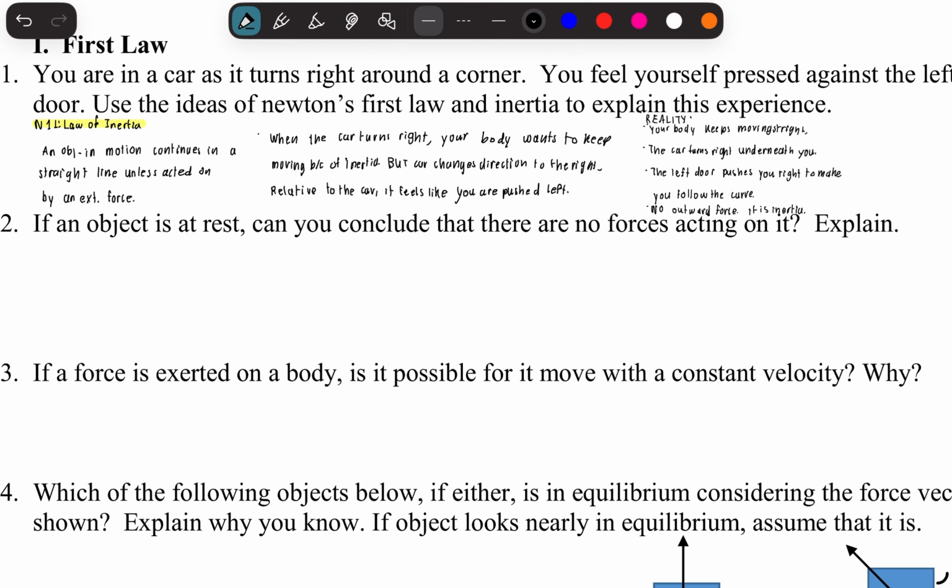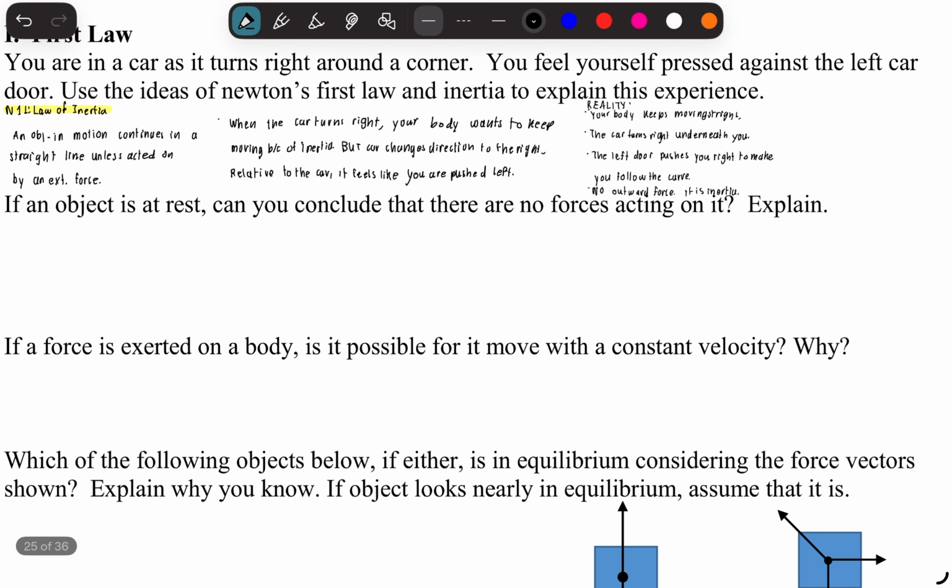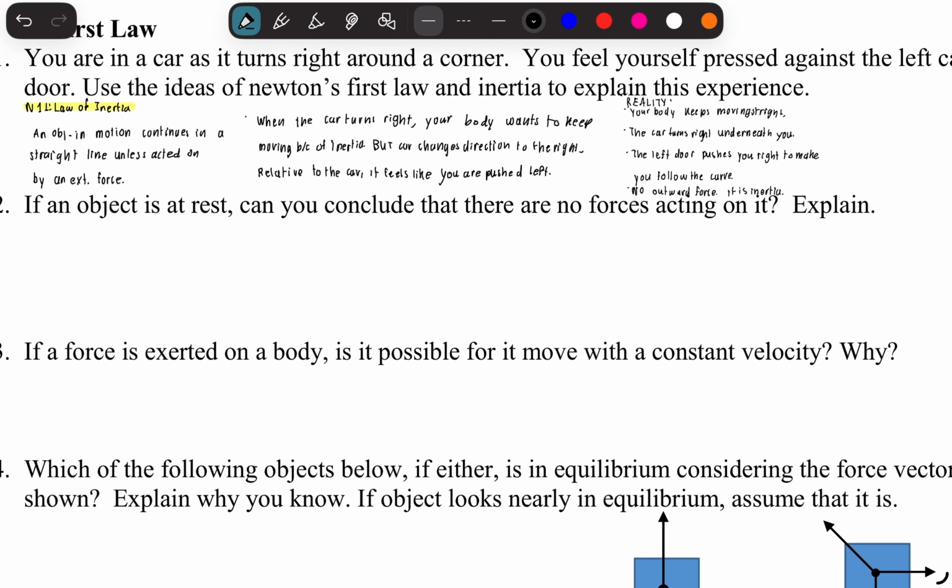According to Newton's first law of inertia, we know that an object in motion continues in a straight line unless acted on by an external force. So we're going around a corner and then we feel ourselves being pressed against the left wall. When the car turns right, your body wants to keep moving because of the inertia. The inertia is what keeps you moving in a direction. But the car changes direction and it goes to the right.